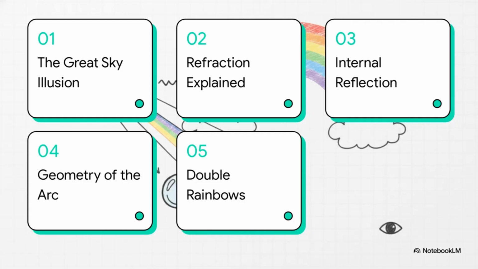To get there, our lesson plan today covers 5 quick topics: the great sky illusion, refraction explained, internal reflection, the geometry of the arc, and finally, the double rainbow phenomenon. Let's get right into it.